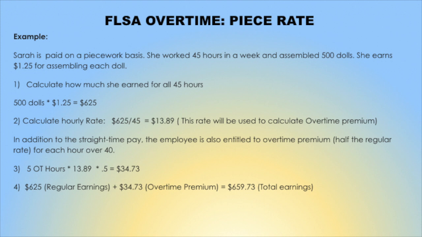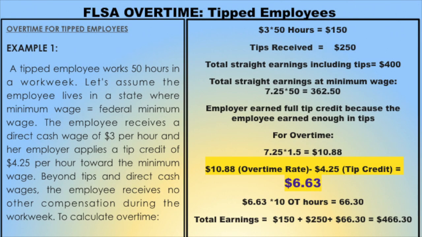So our total earnings for that week are 625 regular earnings plus 34.73 overtime premium. So the total amount is 659.73. Now let's understand how to pay a tipped employee.